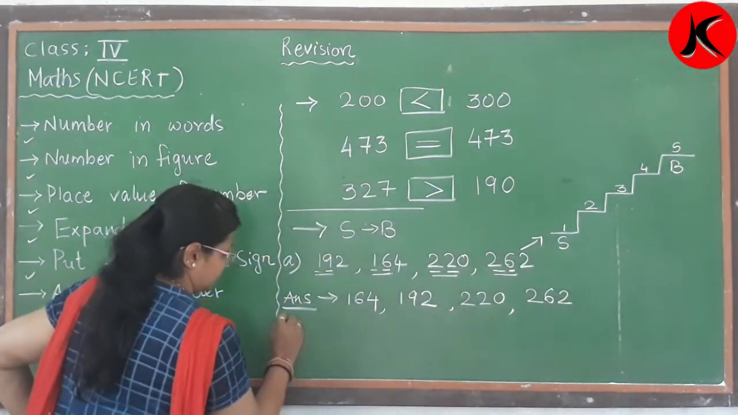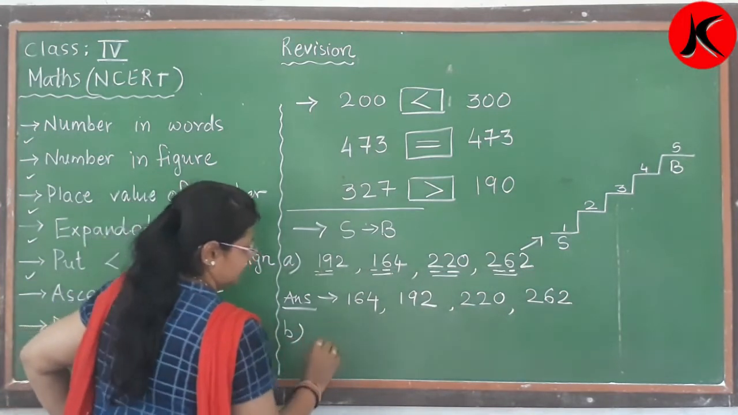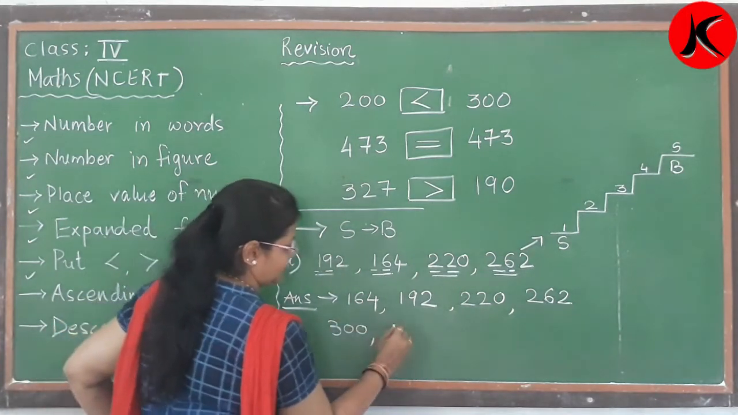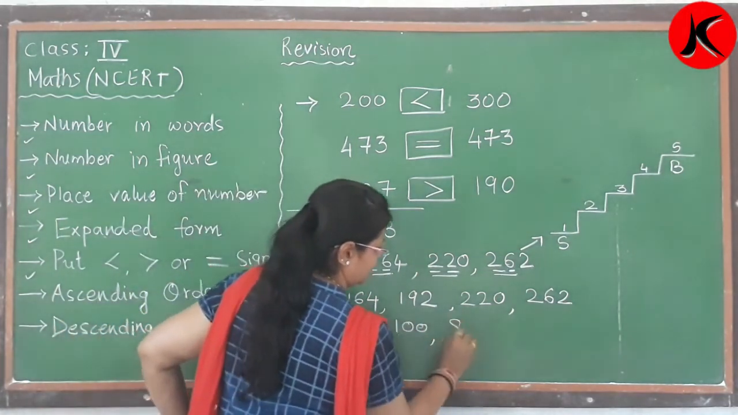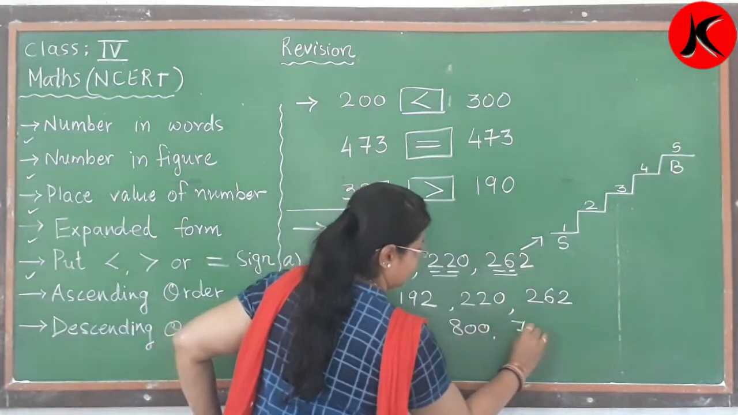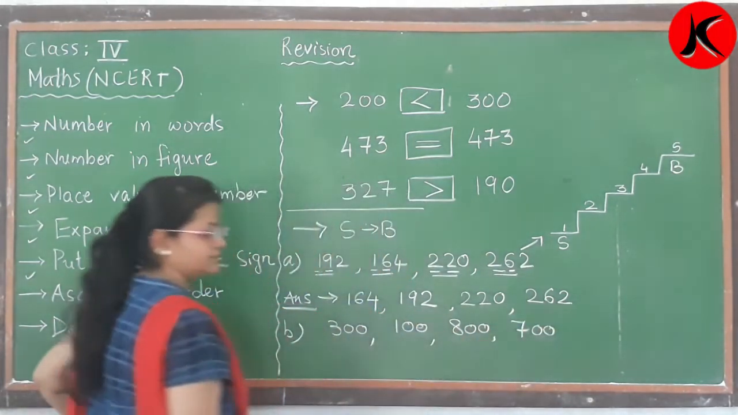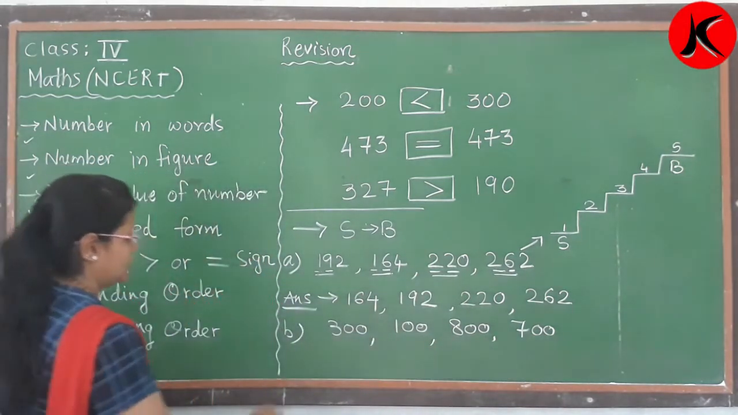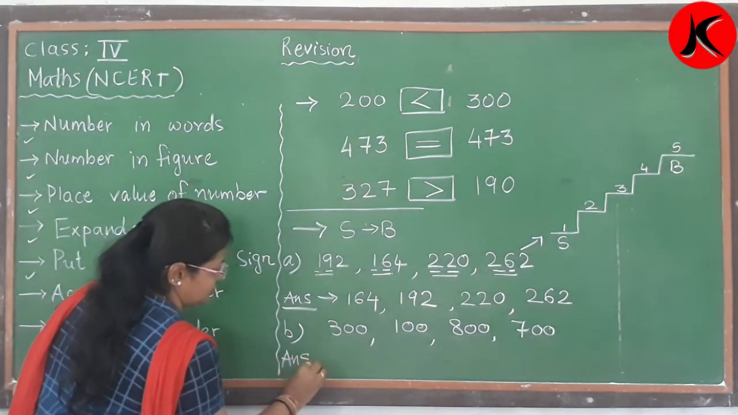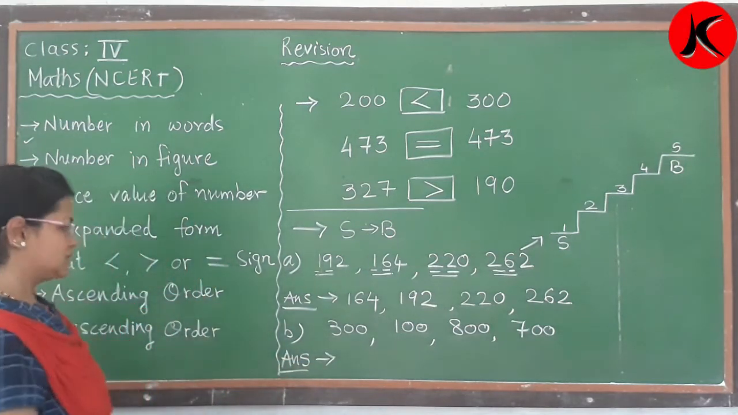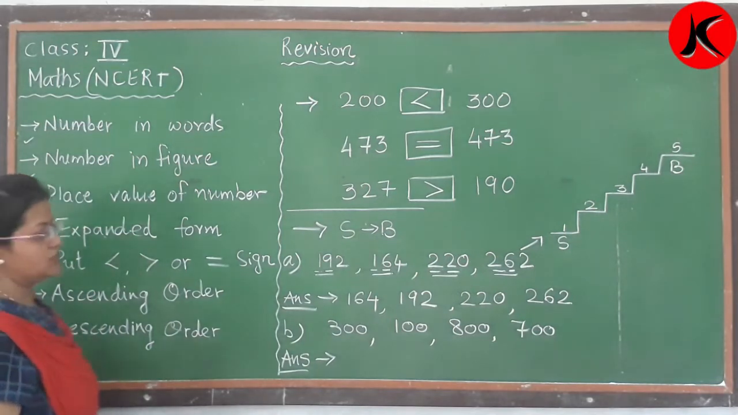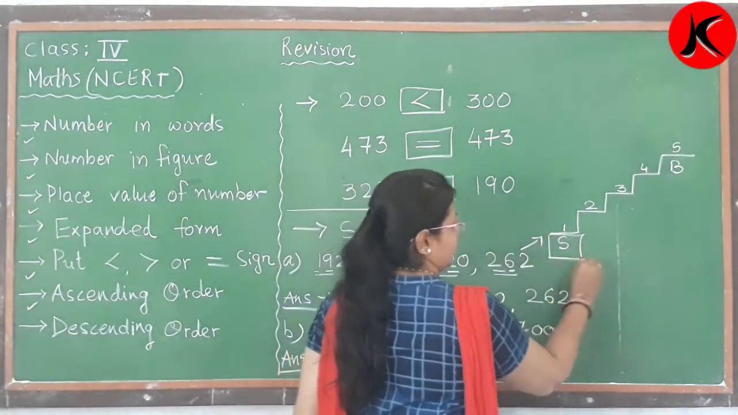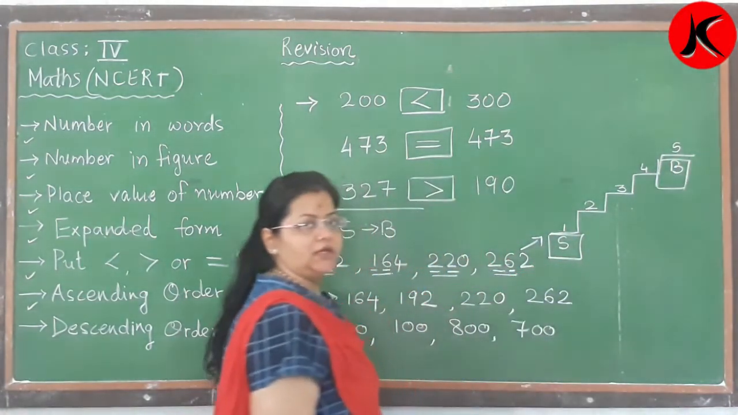One more example. Same like this, 300, an easy example I am going to give you. 100, 800 and 700. See now, these all numbers on the 100's place are different. Now, arranging in ascending order. Same pattern, same rules, small to big. Okay? First number you have to write small and then big.